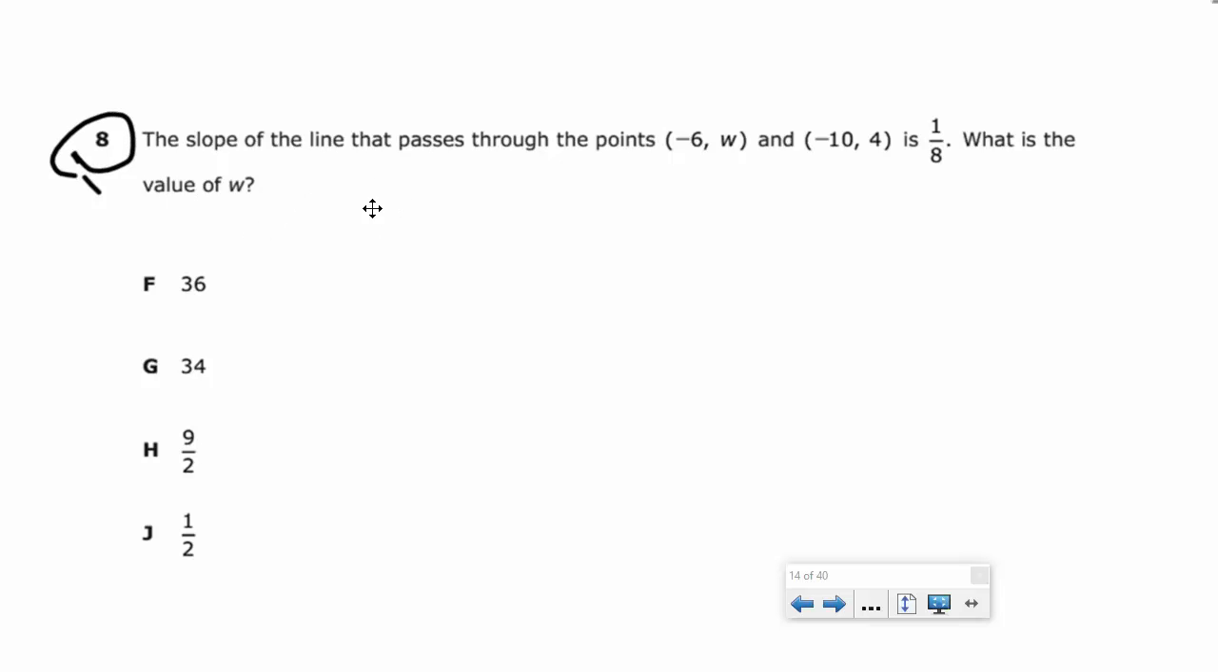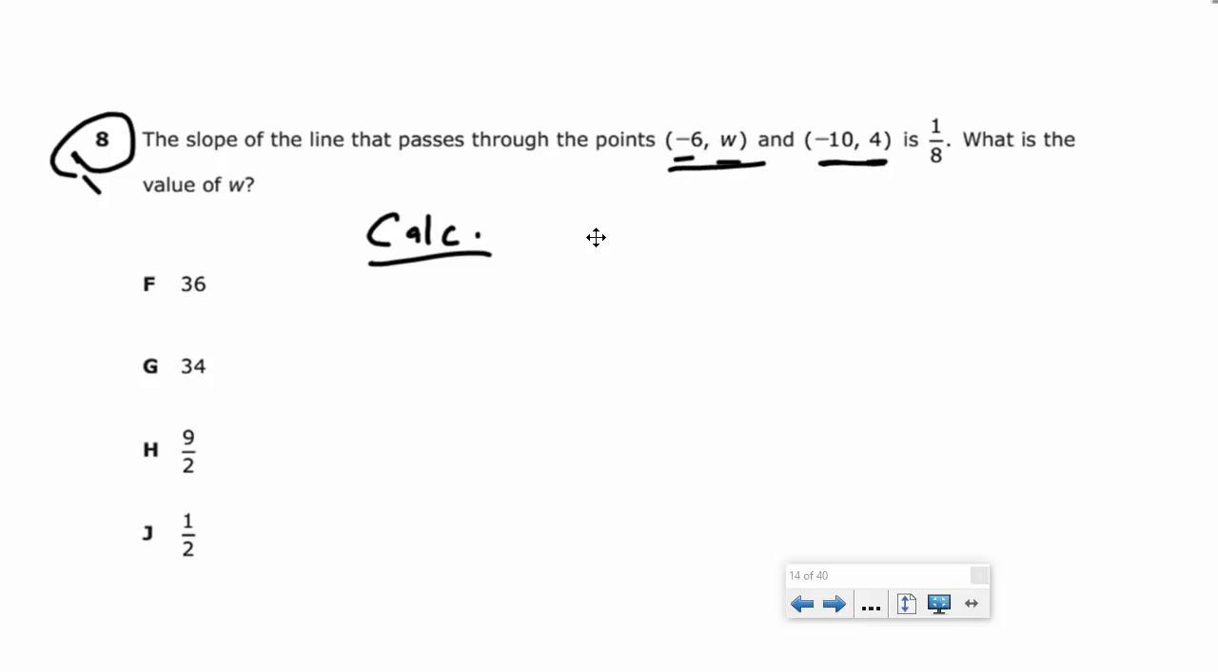Okay, let's take a look at the next question, number 8 here. The slope of a line that passes through the points (-1, W) and (-10, 4) is 1/8. What is the value of W? I suggest you use a calculator. This is a calculator problem. Okay, so basically when they give you 2 points, you should put this in a list spreadsheet.